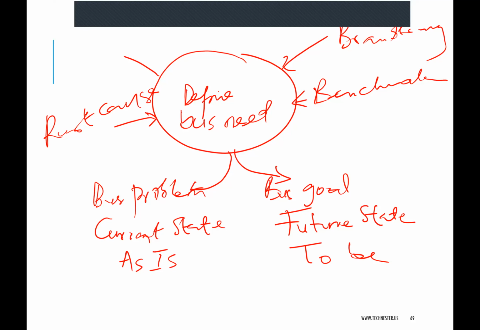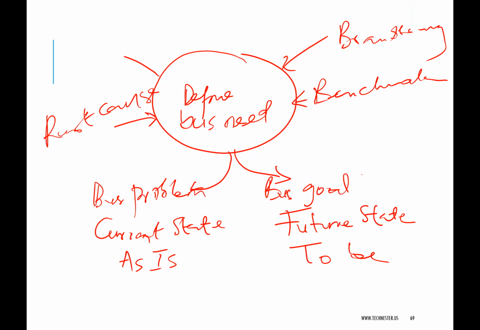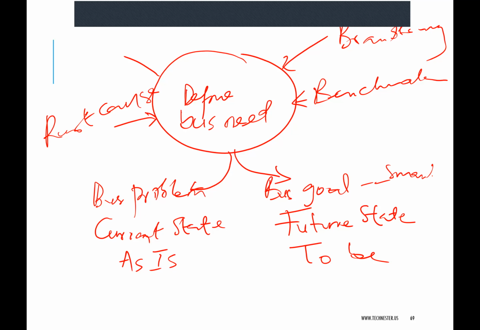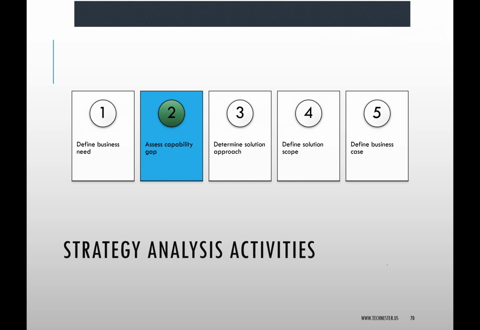So now we know the business need. We know the current state, right, of the business, and we know the goal, the future state. We'll refine this goal and make it smarter before we accept it using the acronym SMART. But the goal tells us the future state. Once we have this, the next step is to assess capability gap. So we have finished step one.